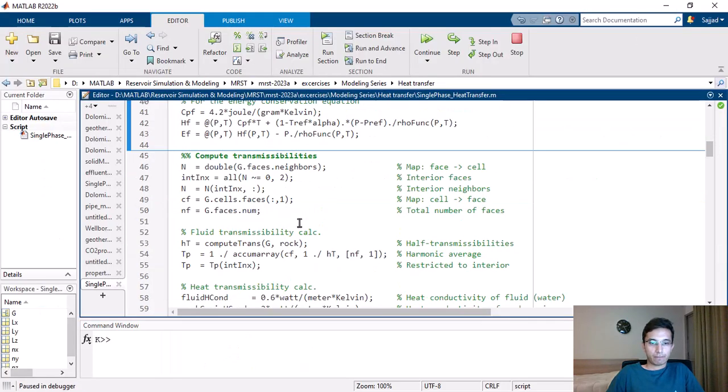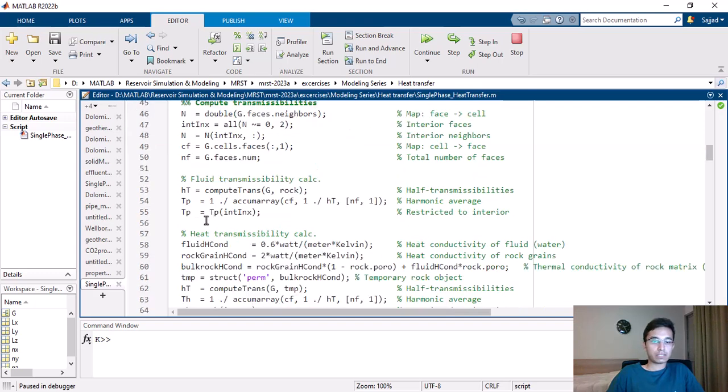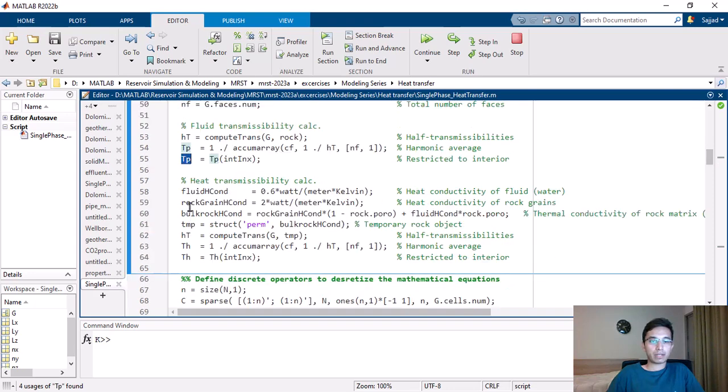Here, as I have already talked about in the previous videos, I have computed the transmissibilities, but for this simulation, in addition to the calculation of transmissibilities for the fluid, we also need to calculate the transmissibility for heat. In this way, the heat transmissibility is calculated, and to do this, we need to have the thermal conductivity of water and the thermal conductivity of rock.